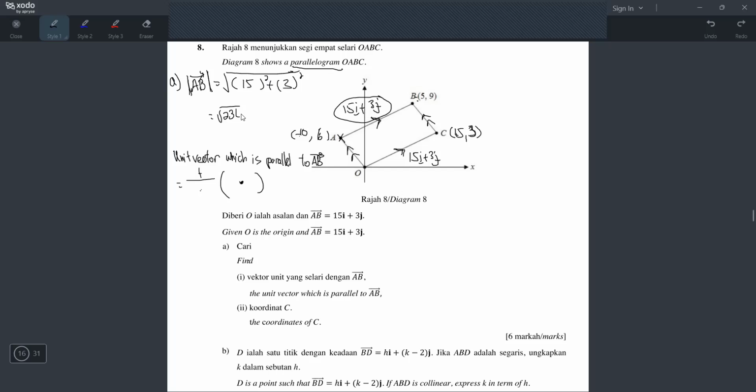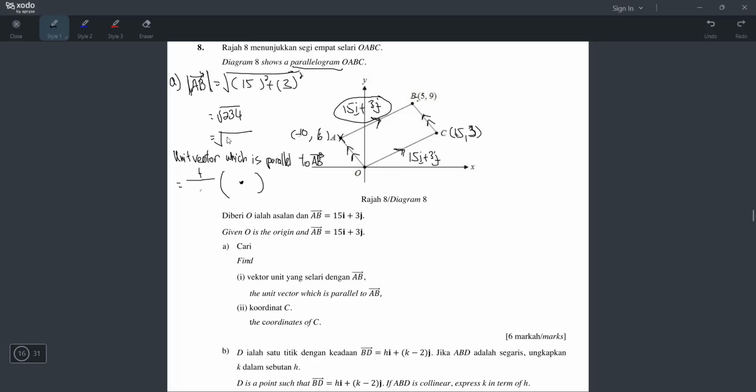But 234 cannot be square rooted, right? Because when you square root this, it's not a perfect square, so you will get an ugly answer. So what you can do now is simplify, because 234 can actually be simplified. 234 can divide by 9, right? Even though 234 is not a perfect square, it can divide with a perfect square. So what is the largest perfect square that 234 can divide? 9, because 234 is 9 times 26.